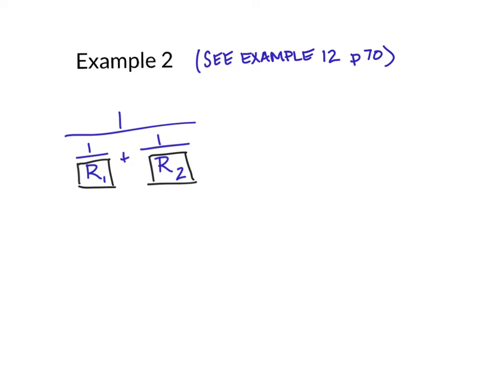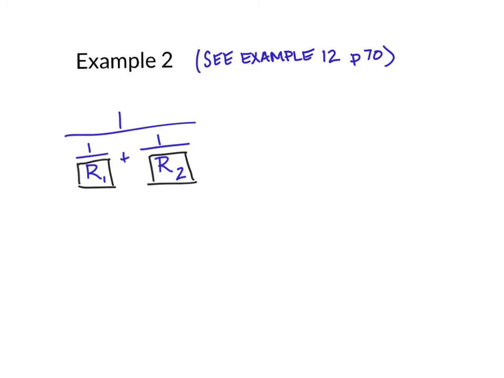I have 3 terms altogether. I have a 1 on the top, a 1 over R1, and a 1 over R2 on the bottom. All 3 of those terms have to get multiplied by both R1 and R2, because now my least common denominator isn't the same, or the denominators, I should say, aren't the same. I have an R1 and an R2. Those are 2 different variables. So I have to multiply the top and the bottom by R1 and R2.